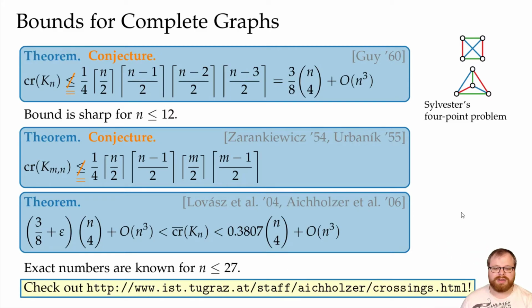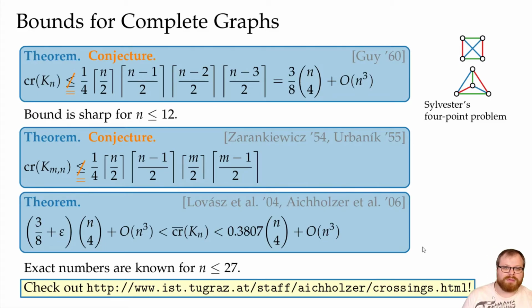Here we know the exact numbers for n at most 27. You can check out the webpage of Oswin Aichholzer. There he shows for, I think, up to 120 points what is the current known lower bound, what is the current known upper bound, and what is the point set that realizes this current known upper bound.